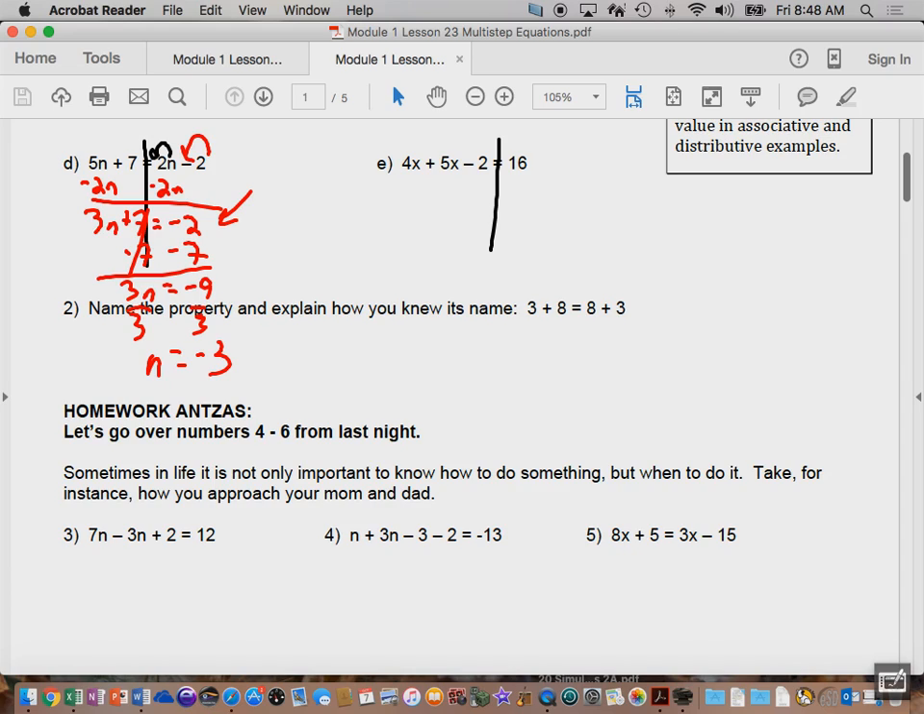Now, I take a look at the next one. Are those variables on the same side or on opposite sides? Same side. Same operation. So just do what it says. What's 4x's plus 5x's? 9x's. Minus 2 is 16. Then I add 2 to both sides, because this is an opposite situation. The numbers were on opposite sides. 9x is 18. Divide by 9. x is 2. Okay? Yay.